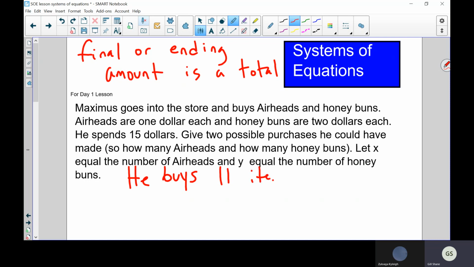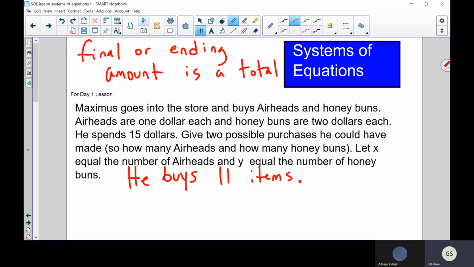So again, let me say this again, because this is confusing, and I know some people are really confused, the ones that aren't saying anything. Here's another clarifying question about what the total number is. Is it an ending amount? Are you done with that amount? If you say, yeah, that's my ending amount, then it is a total. Next, if you can say he buys 11 total items, then that number is a total. If he spends 15 total dollars, then that number is a total.